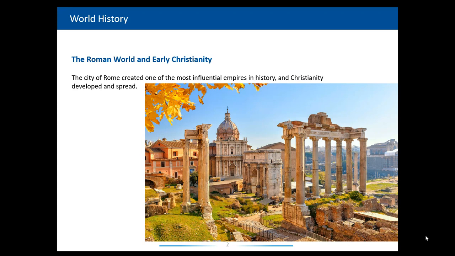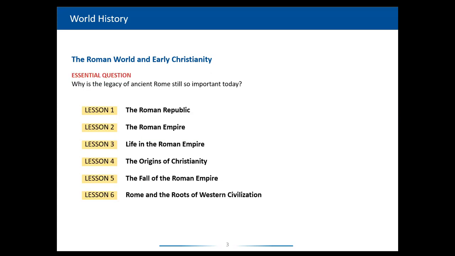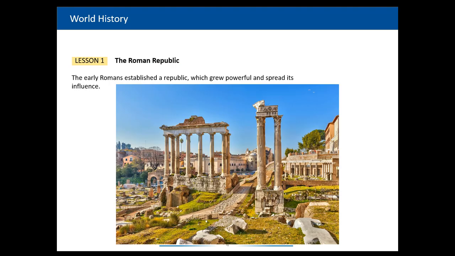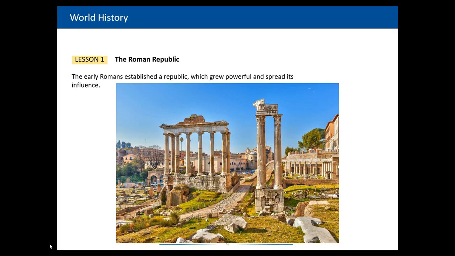So let's look at Rome's early rise. The central question from the textbook, and this is Module 6, is why is the legacy of ancient Rome still so important today? The early Romans established a republic which grew into a powerful nation and spread its influence all over the world.